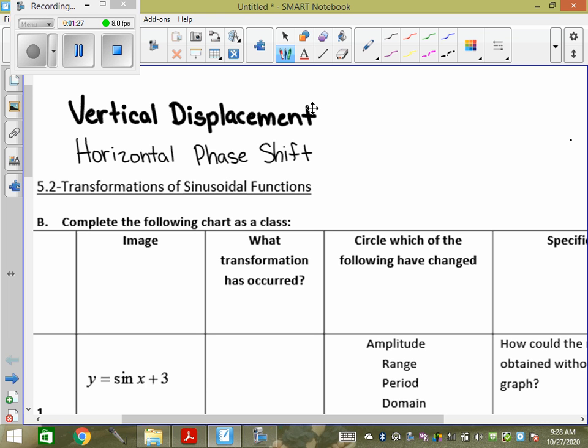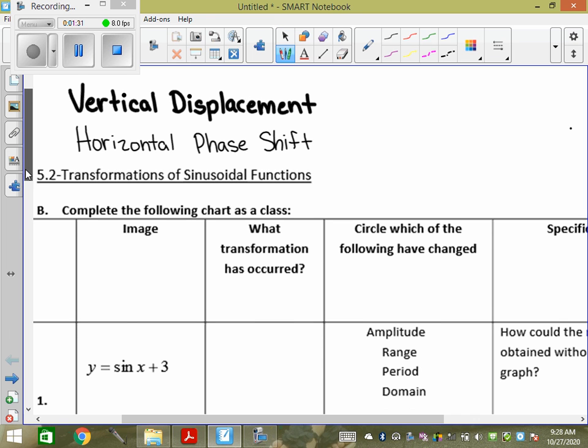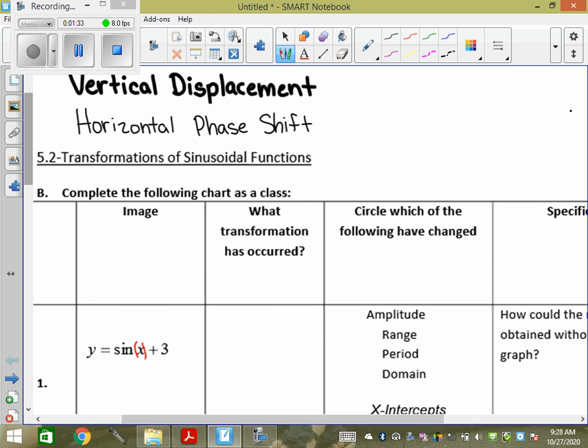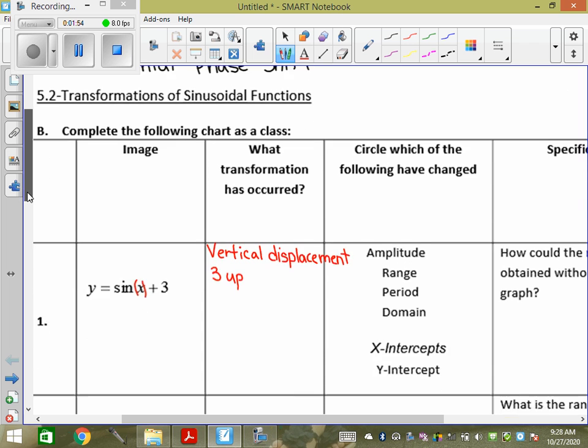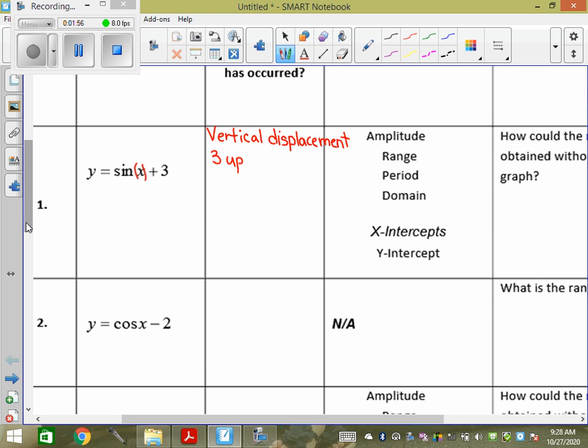So I ask myself, is this with the x? Is the 3 with the x? No, so it's a vertical displacement. If you're good at transformations, this lesson will be stupid easy. Vertical translation, 3 up. Vertical displacement, 3 up. Translation.